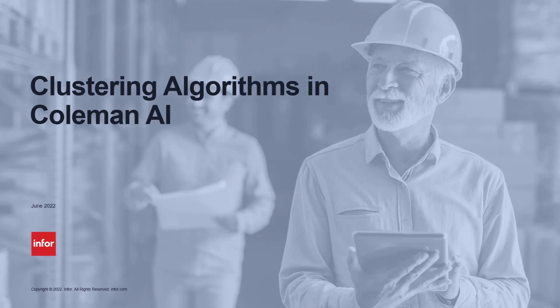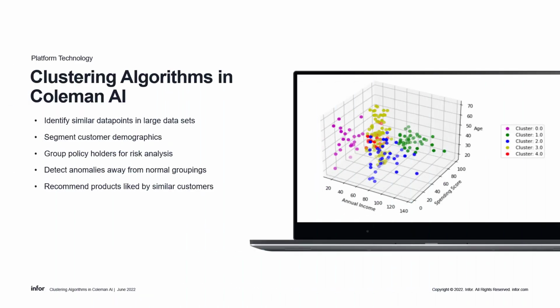Hello and welcome. In this video, we are going to explore a clustering solution in Infor Coleman machine learning. Clustering is an unsupervised machine learning technique. This means that we aren't training a model based on known outcomes. Clustering algorithms divide a set of data points into groups so that each group has closely related characteristics. Clustering has a lot of practical applications, like market or customer segmentation, recommendation engines, or anomaly detection.